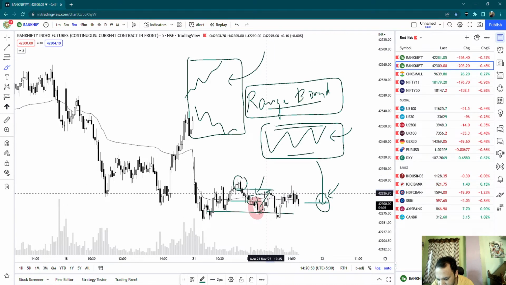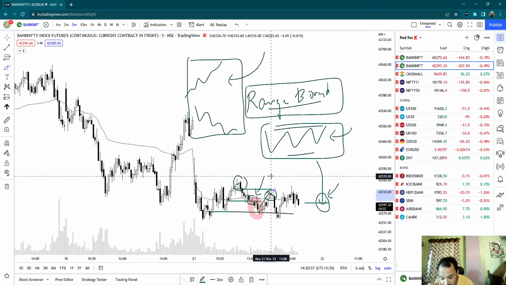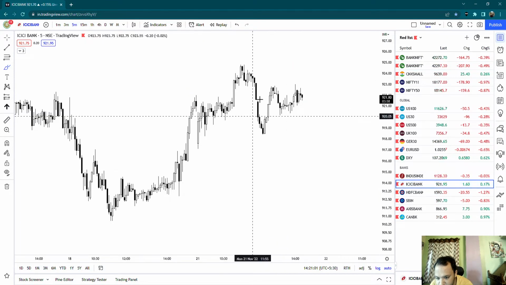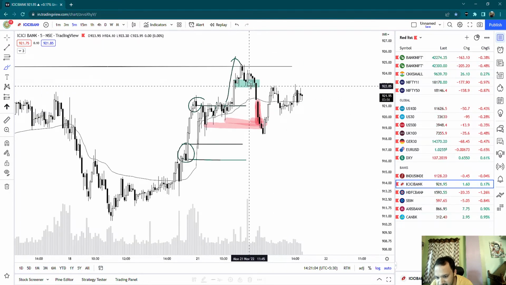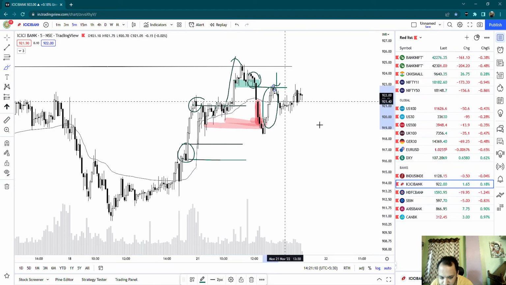Let's look at this high right here. What is happening here? This is 1 p.m. So let's start from ICICI Bank. At 1 p.m., what is it doing? It is at the supply now, and it has a lot of space below as well. So no longs here.